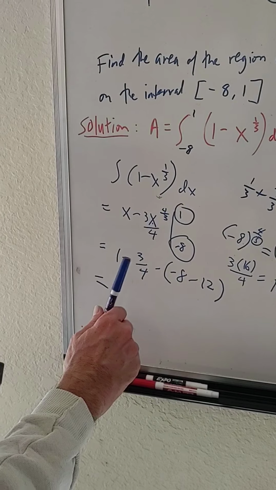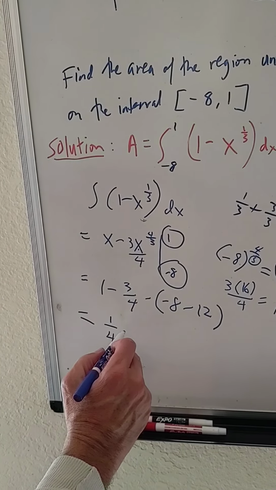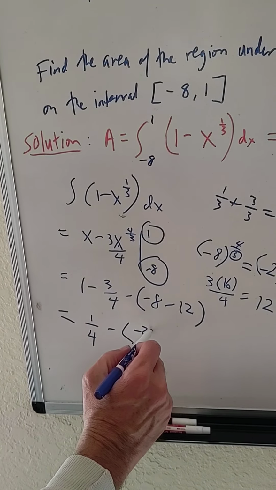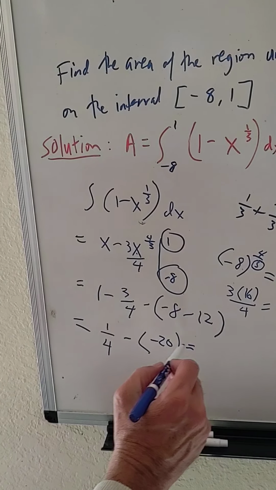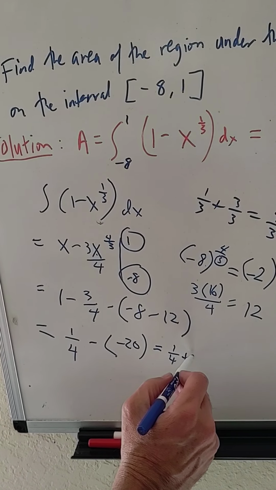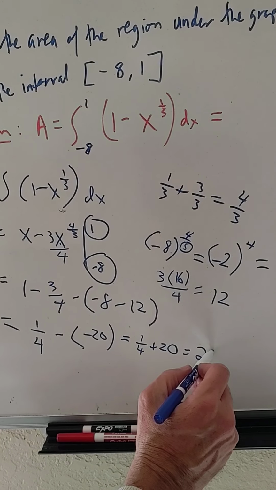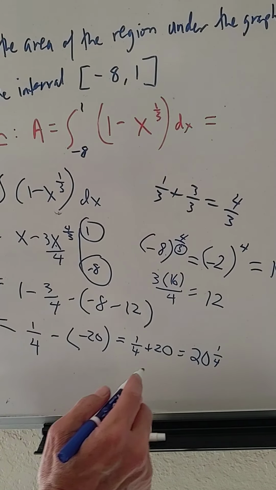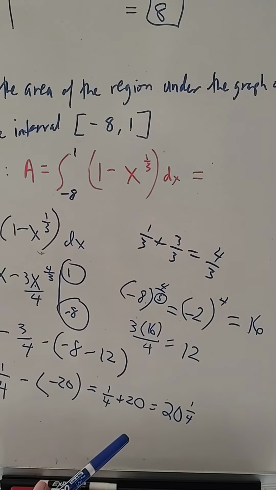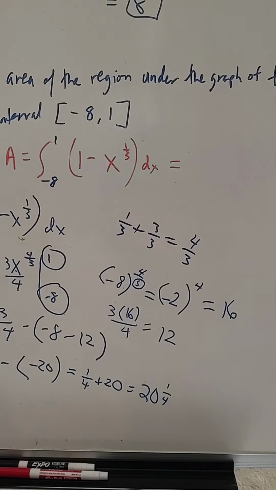Okay, so this is going to equal 1 minus 3/4 is 1/4, because 1 is like 4/4, minus the expression, negative 8 minus 12 is a negative 20. So this is going to equal 1/4 plus 20, which is equal to 20 and 1/4, but I don't know if that answer is right. Let's see if we can find any mistakes that I might have made, because I thought the answer was going to be 18 and 1/4. Let's just look at that for a moment.